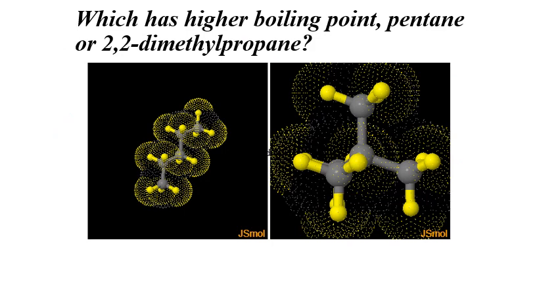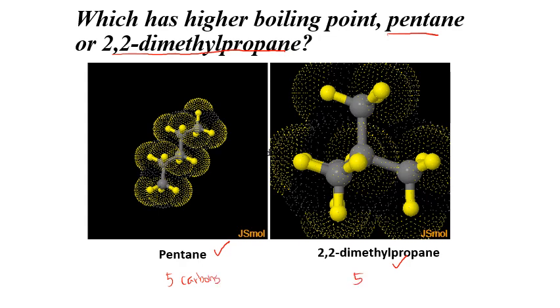Okay, next question. Which has the higher boiling point, pentane or 2,2-dimethyl propane? At the left hand side here is pentane, and at the right hand side here is 2,2-dimethyl propane. From the name, we know pentane contains 5 carbons. 2,2-dimethyl propane also contains 5 carbons. So we apply what we discussed just now.